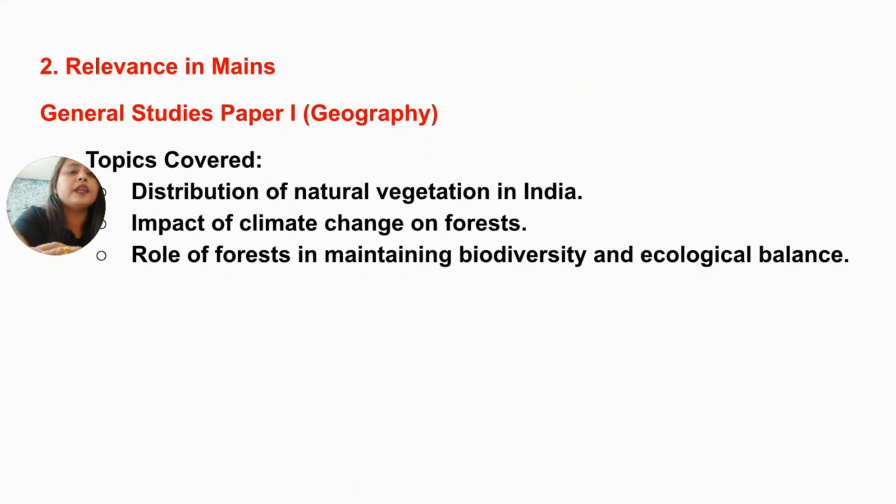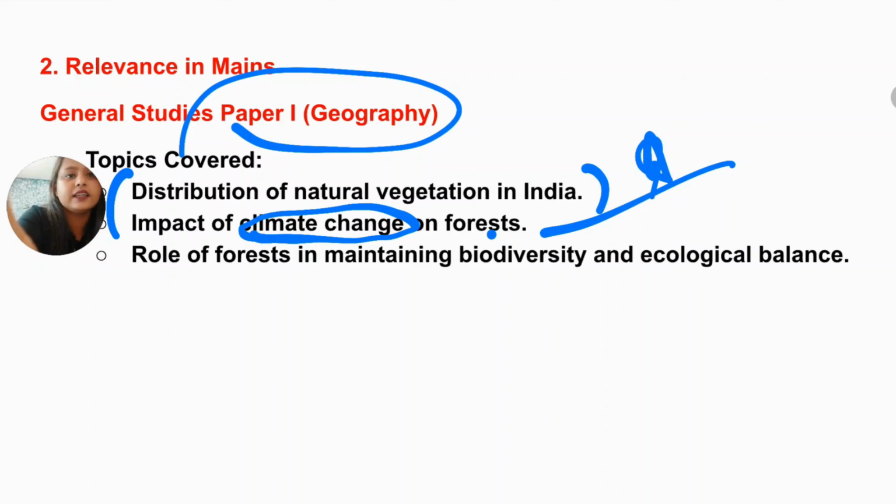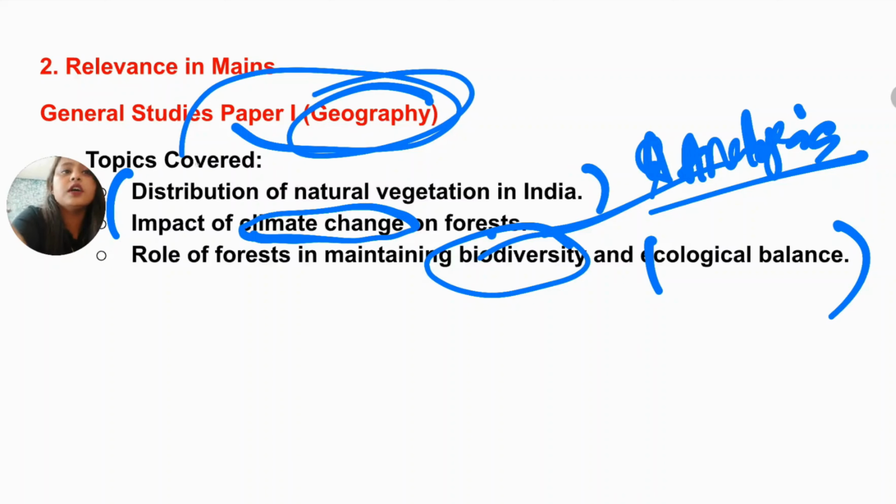And apart from prelims, definitely this is very important in mains. Coming to GS1, topics can be asked regarding the distribution of natural vegetation in India, and especially the impact of climate change on forests and how it is very important to be tackled. That kind of analysis is important from our mains perspective. And the role of forests in maintaining biodiversity and ecological balance. So this is relevant in our GS1, which is the geography section of the syllabus.